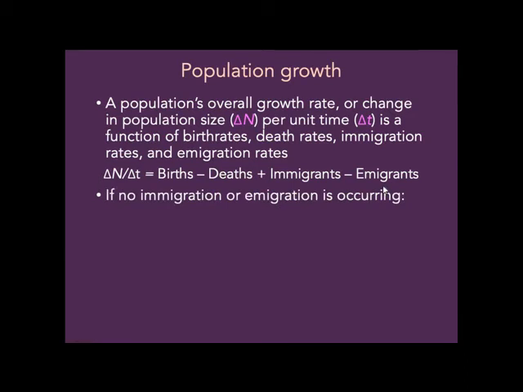Usually, we don't really know if immigrants are coming or going in most animals or plants. So if we make a model in which immigration and emigration are not occurring, we get this simple model in which the population's overall growth rate, or change in population size, is the number of births minus the number of deaths.